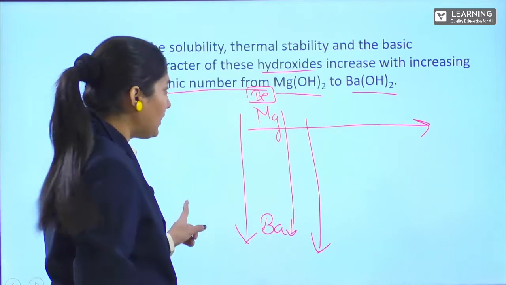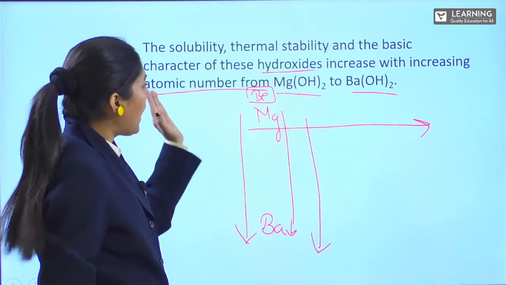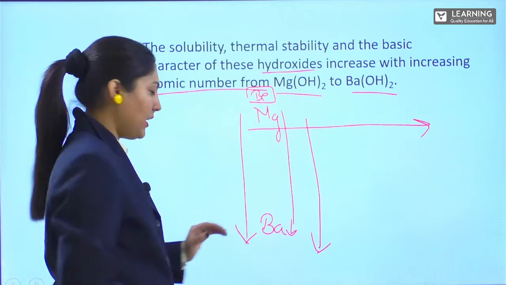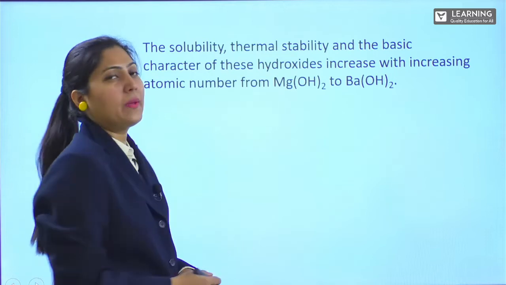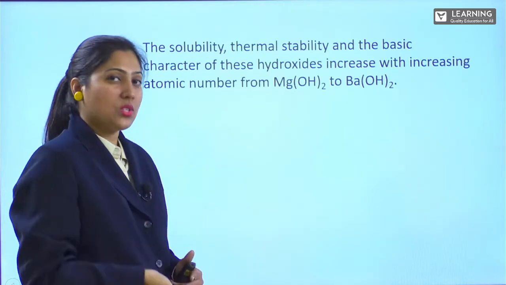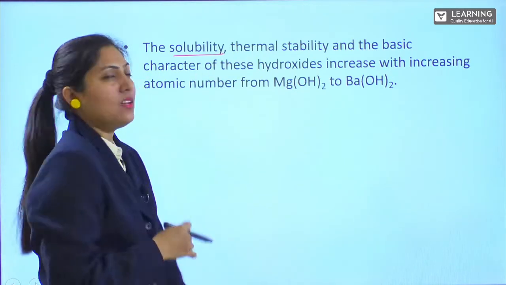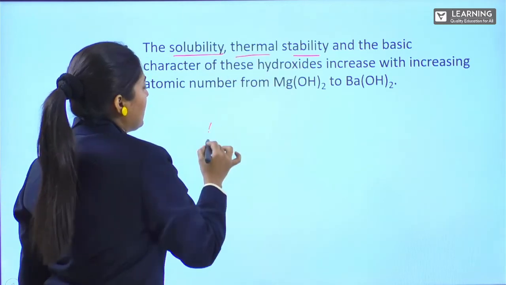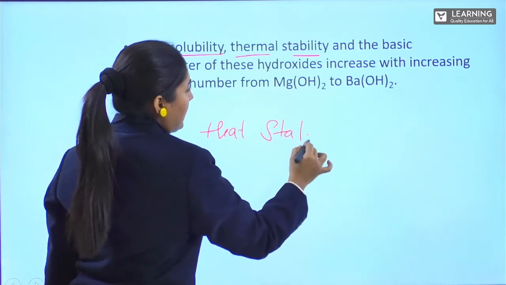But when they say in the same group, when they are specifying the group, how does the atomic number increase? It increases downwards itself, right? So what happens? From magnesium to barium, the size increases. As the size increases, ionic nature increases, and hence the solubility increases. Thermal stability will also increase. What do you mean by thermal stability? Thermal means heat energy. Stability means to withstand, right?